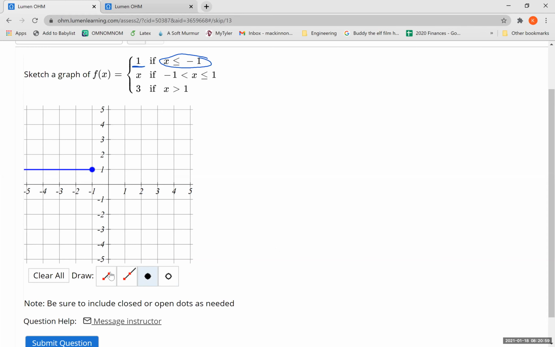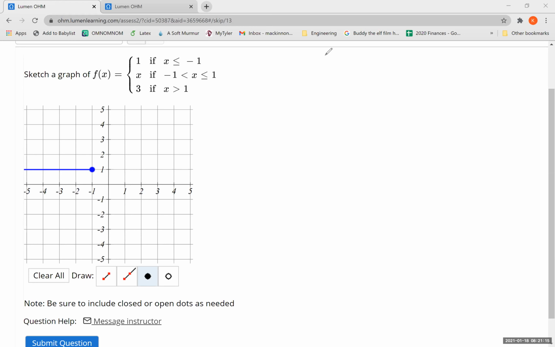Now, for some folks, they use the line segment tool. If that was the only thing you did wrong, I promise I'm going to go ahead and give you credit for that. Okay, just send me a message through Lumen.